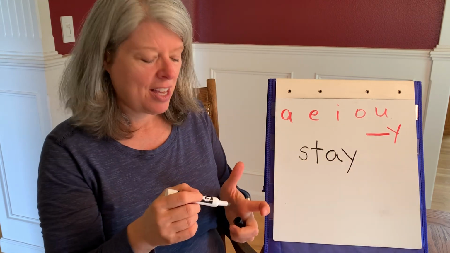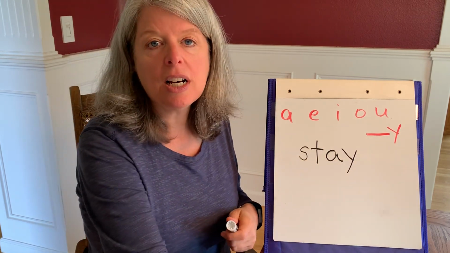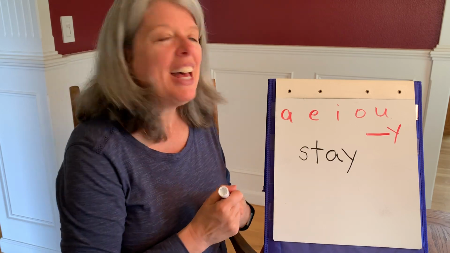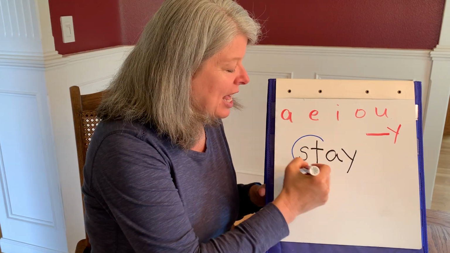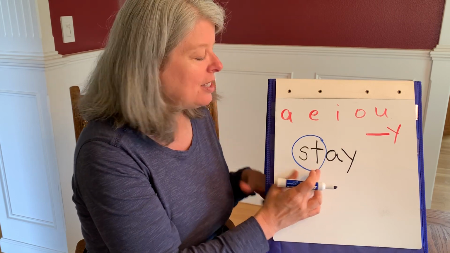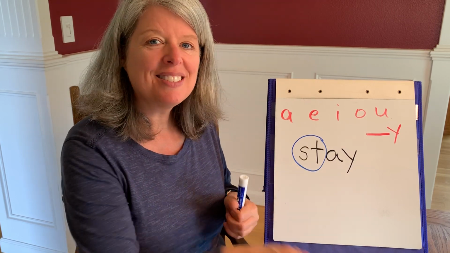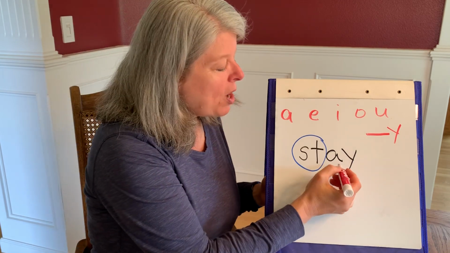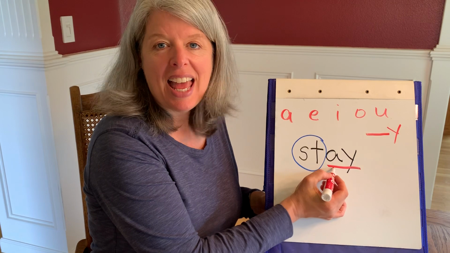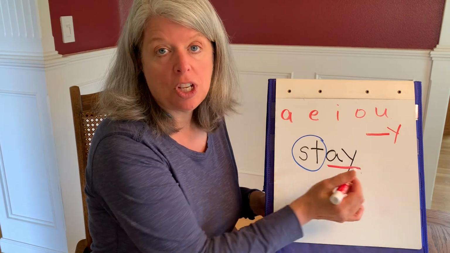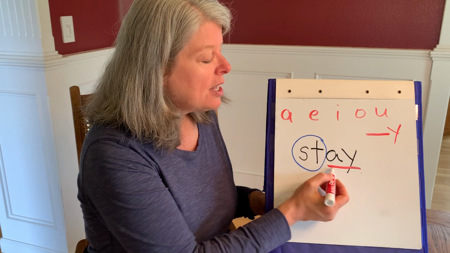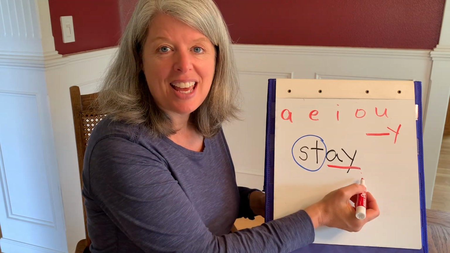S-T-A-Y. All right, our first thing is we're going to notice any consonants that are together. Do you see any consonant clusters? S-T, circle it. S-T makes the sound st, st. Do you see any vowels? Yes, we see A-Y. We're going to underline them. A-Y makes the sound A. It's a vowel combination. That means 2 vowels together. So our word is st-a, stay.